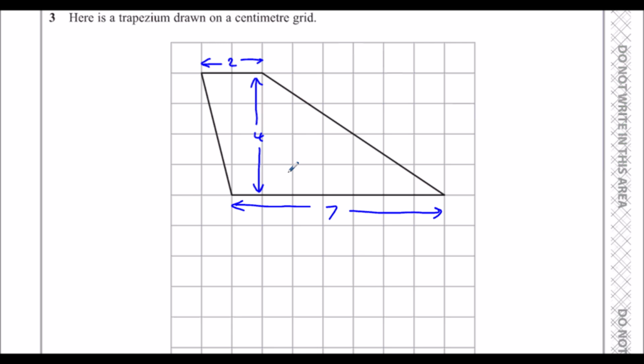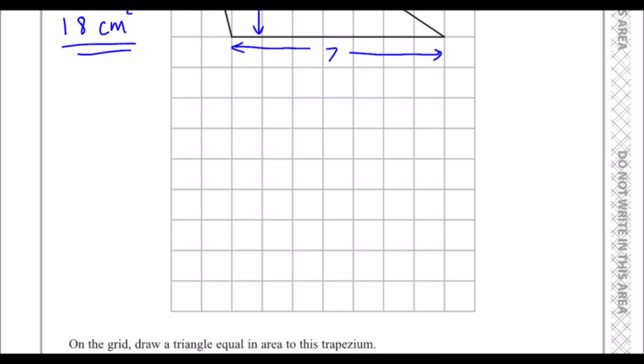So area of a trapezium: either split it into triangles or do half the sum of the parallel sides, so half of 2 plus 7 times the height, times 4. So we've got a calculator, we can use it for this. So that gives us 18 centimeters squared. So the area of the trapezium is 18 centimeters squared.